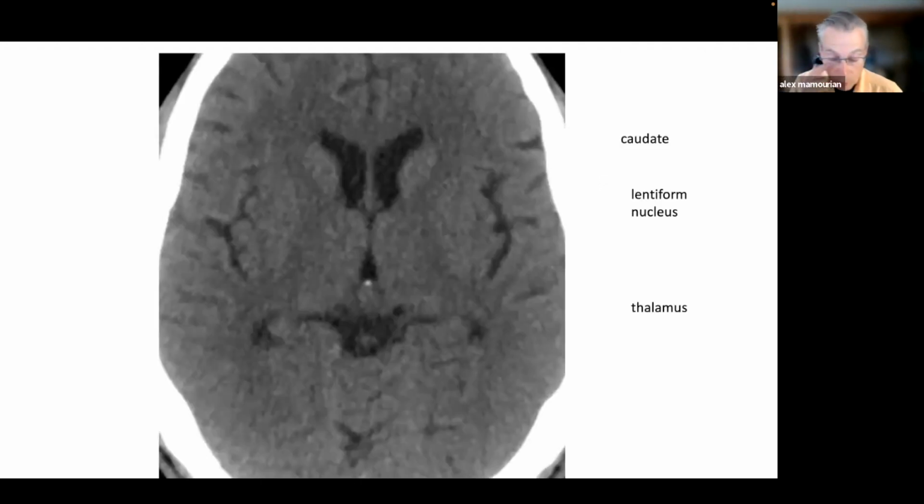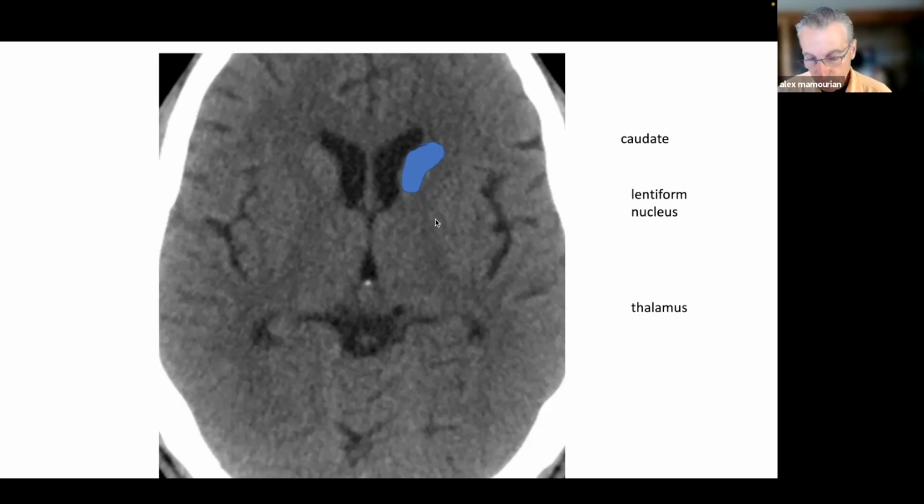Just want to go through the basal ganglia again, reviewing some of the anatomy. This, of course, is the caudate head. You see it defined here, and you see it on the other side. It has a slightly higher attenuation on CT than the white matter. This is the white matter of the internal capsule, anterior limb, posterior limb.